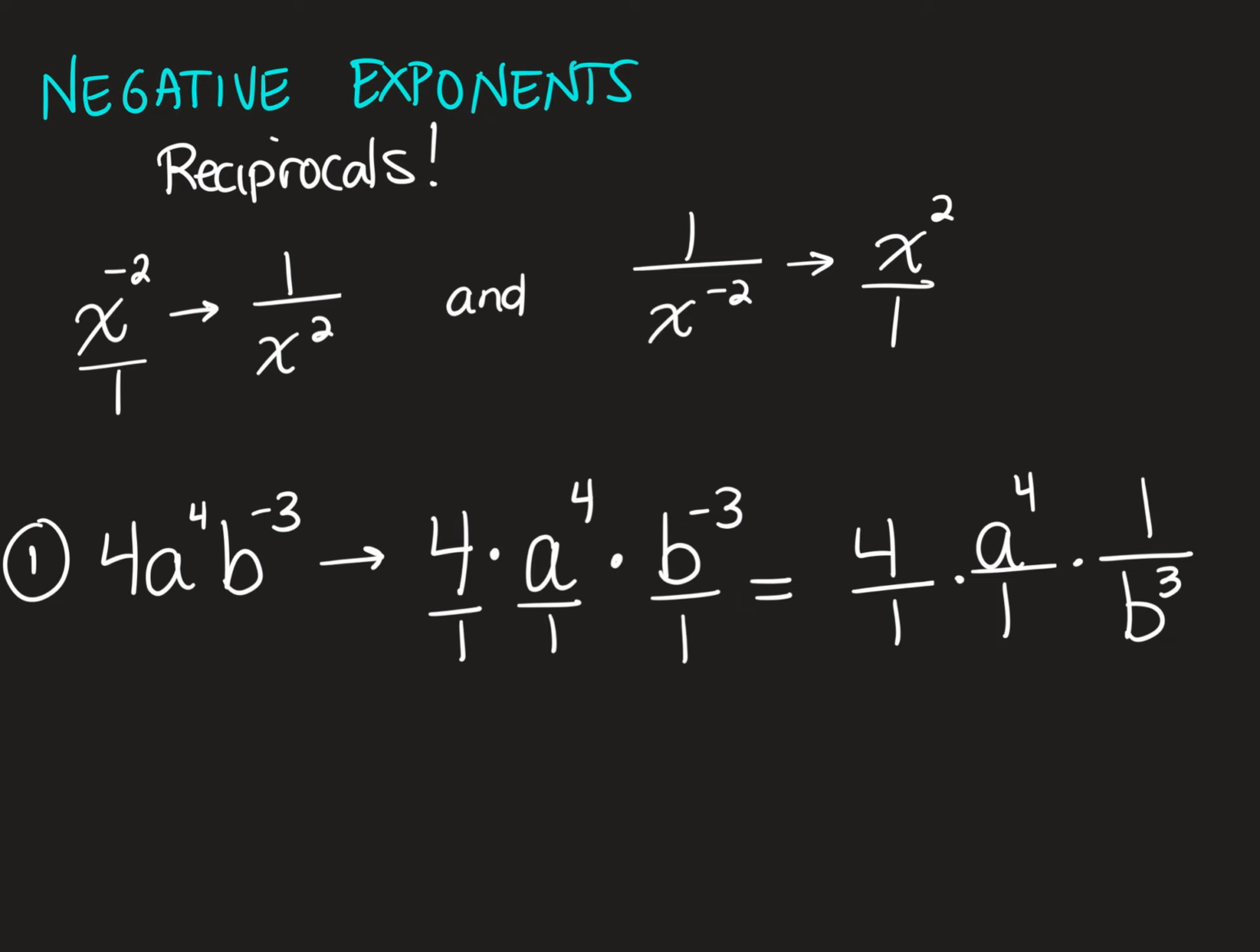So then what I end up with, if I simplify that entire big multiplication problem now, is 4 times a to the 4th times 1 in the numerator, which is just 4 times a to the 4th, over 1 times b cubed in the denominator, which is just b cubed. And that's it. That's the only goal for that section. Rewrite it so that your exponents are all positive.